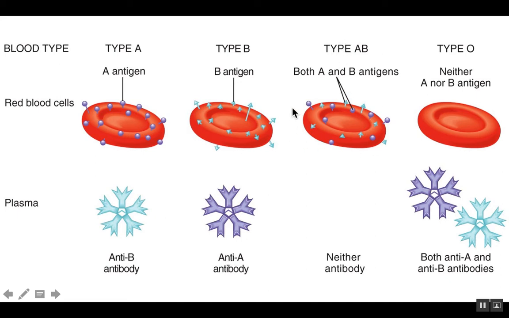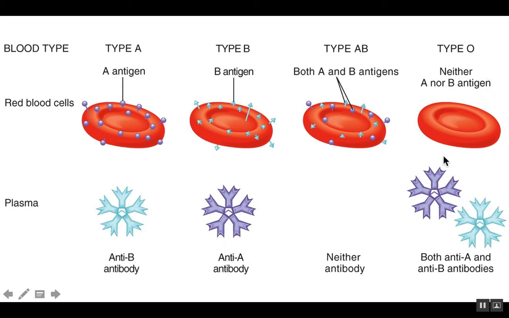Type AB has both antigens. Therefore, their immune system will not make either antibody. The question I ask you is why? The answer is easy. It would be very stupid. It would not be a smart thing for this person's immune system to produce either antibody A or antibody B, because it would attack its own red blood cells.